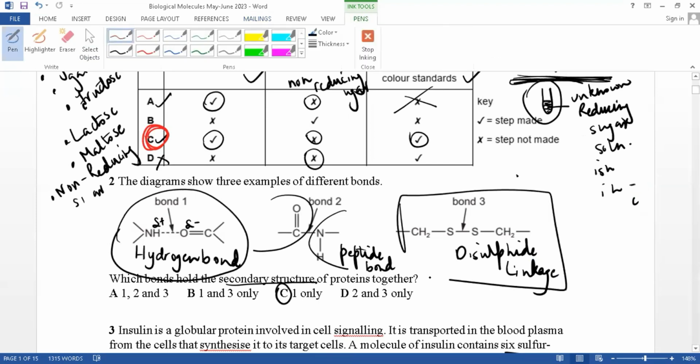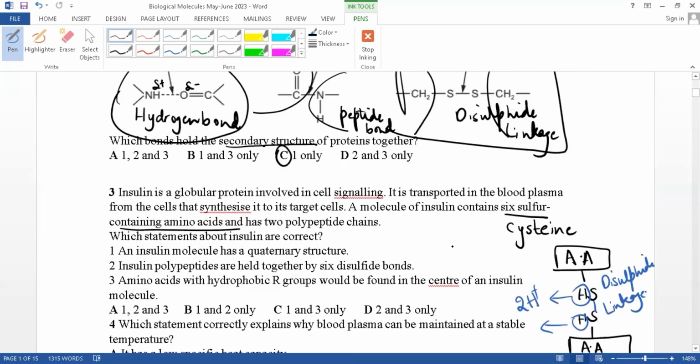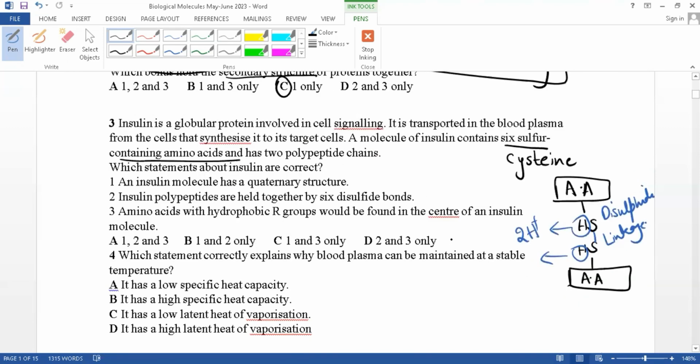This is one amino acid, this is the other, and in their R chains they have S and H. H is removed and S and S have bonded. That's the disulfide linkage which they are talking about over here. So here you can see 2 protons have left and a disulfide linkage is being formed. A molecule of insulin containing 6 sulfur containing amino acids means 6 cysteine, and it has 2 polypeptide chains.